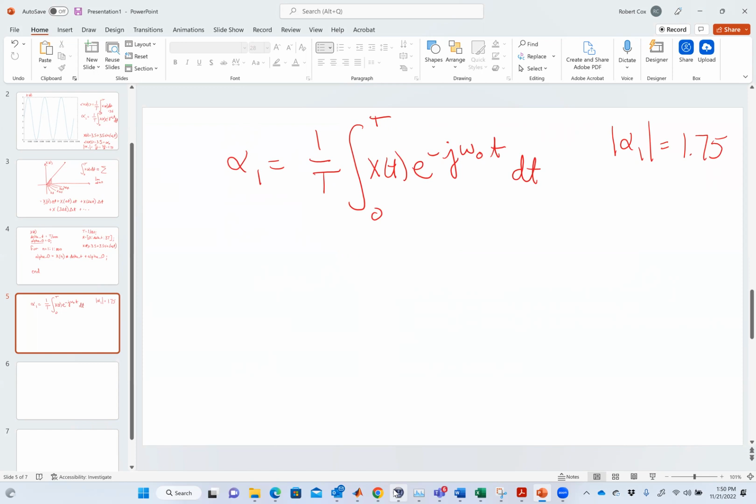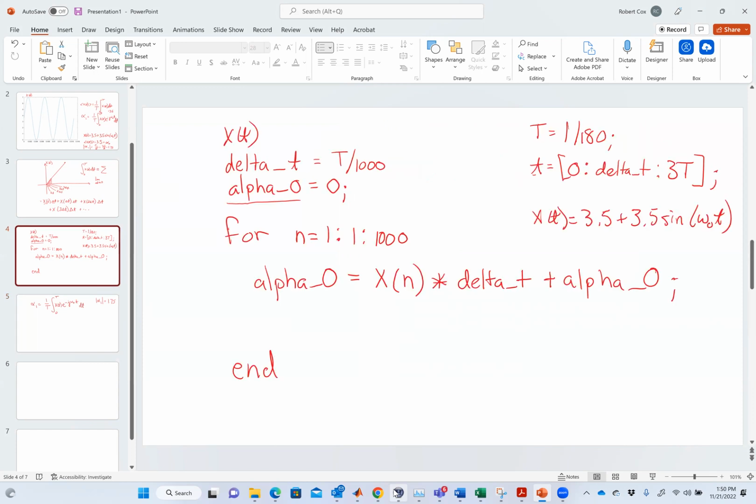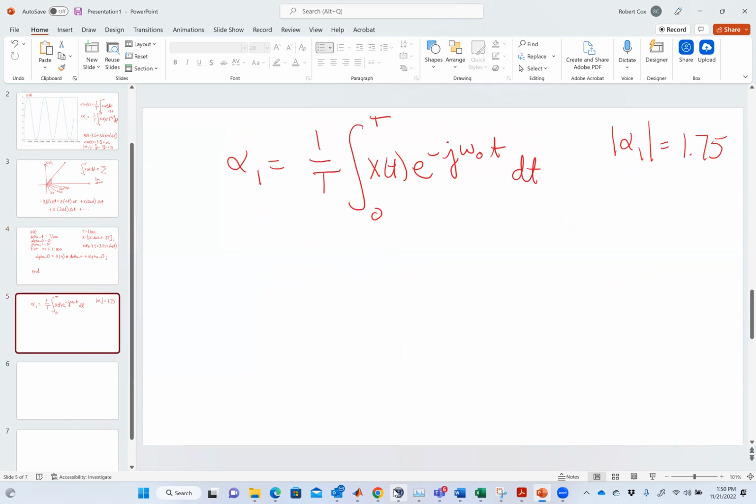How would I modify this code to get that alpha 1? So first of all, I've got to create an alpha 1 variable, right? And what do I initialize it to? 0. All right. So alpha 1 equals 0. Now, how would I code in this?